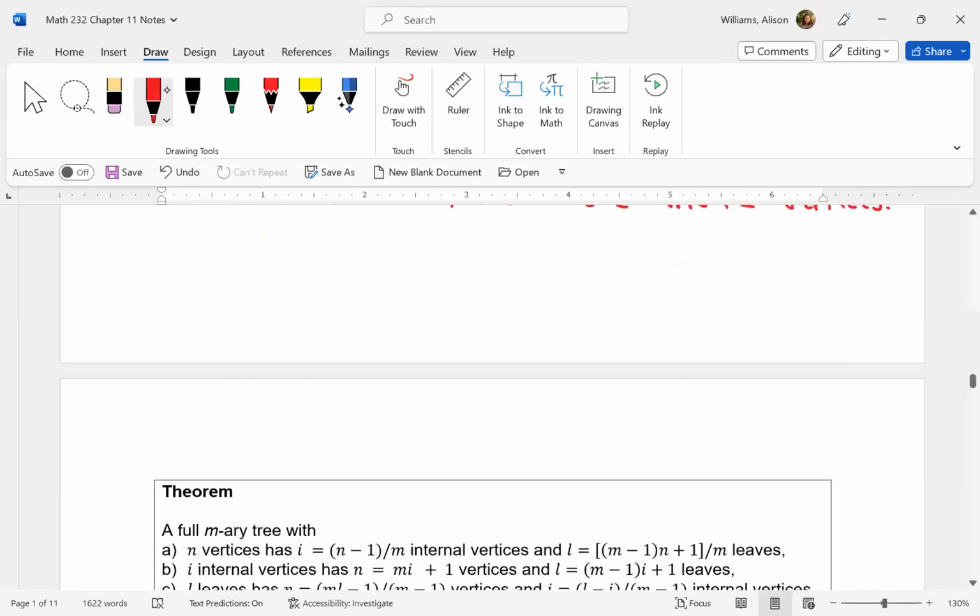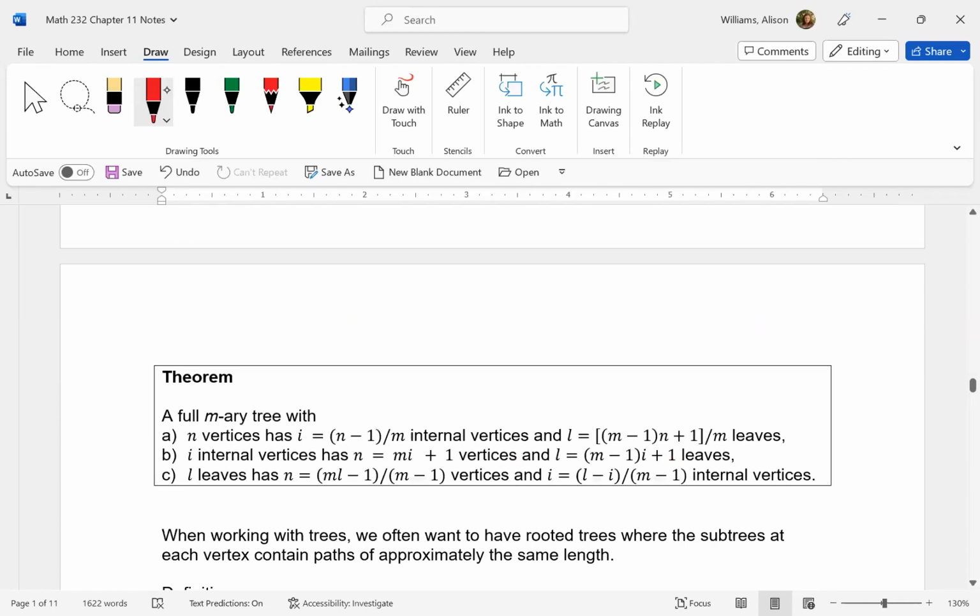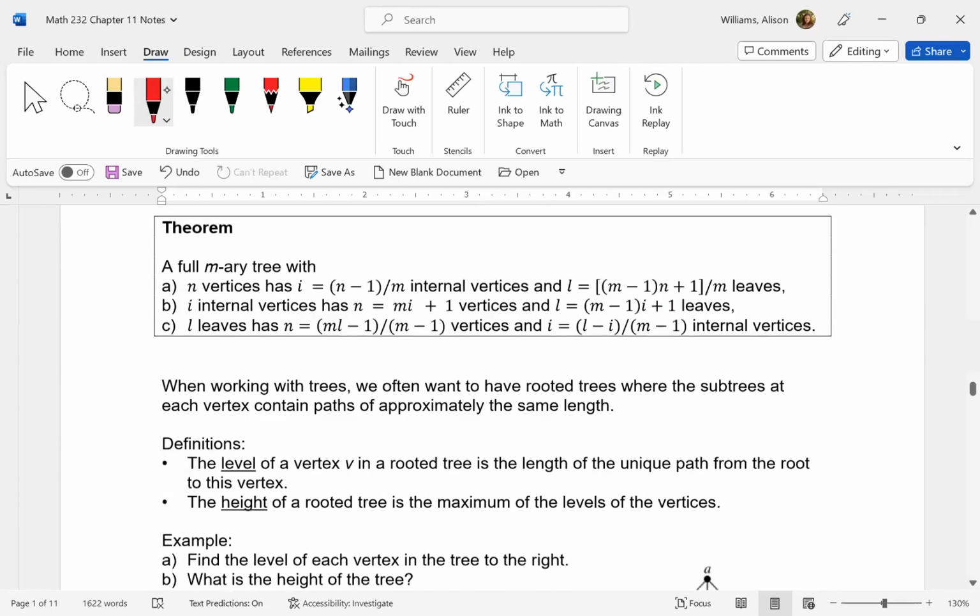All right. Another theorem here, but I'm not going to go through the proof. You can look at the proof, but it gives ways of calculating the internal vertices for a regular M-ary tree, the leaves, and just various pieces of information based on knowing that we're working with a full M-ary tree. All right. We're not going to go through that. Just put that in there.